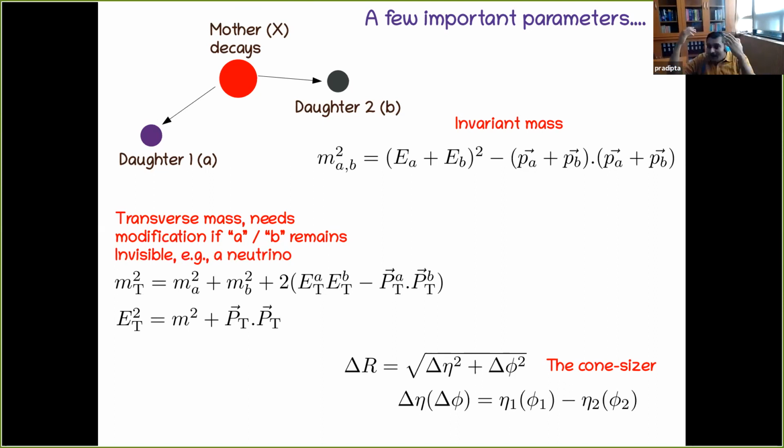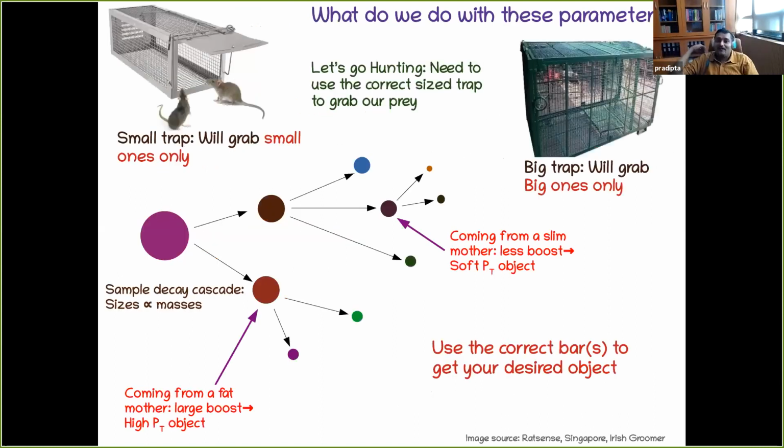Now, how to do that? Suppose you need to detect a few rats. Of course, you are going to go into the market and buy a rat trap. But suppose you need to detect a tiger. You are not going to work with a rat trap. You need something bigger. So the important thing is that you have to arrange your trap depending on the size of your prey. That is exactly what the experimentalists are doing in the context of the LHC.